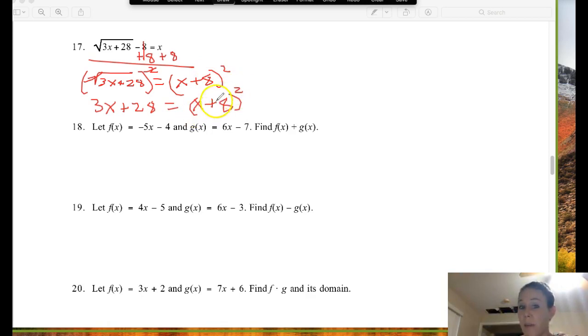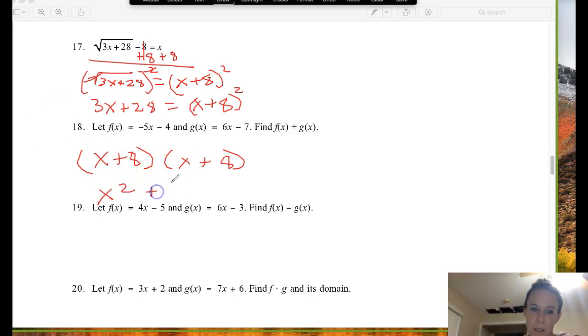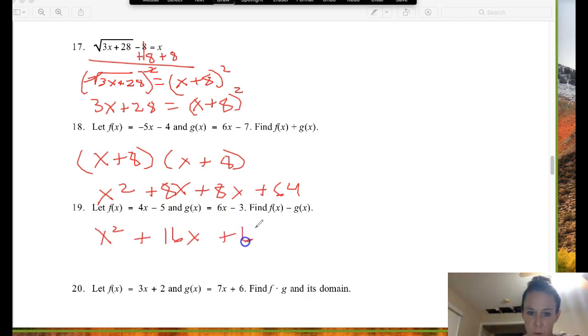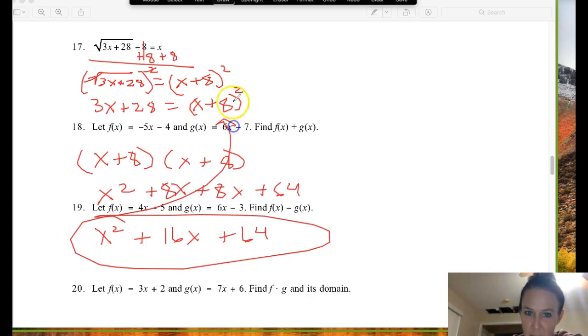Now that's annoying. I can't just distribute that because that's a plus. These aren't multiplied. I have to go x plus 8 and multiply it by itself. If you know how to FOIL that out, if you know it's 2 times this in the middle, you can do that, or just FOIL it. This times this is x squared. Outer, 8 x's. Inner, 8 x's. Last, 8 times 8 is 64. So this is x squared, and then these give you plus 16 x's plus 64. So I FOILed this out and it gives me this.